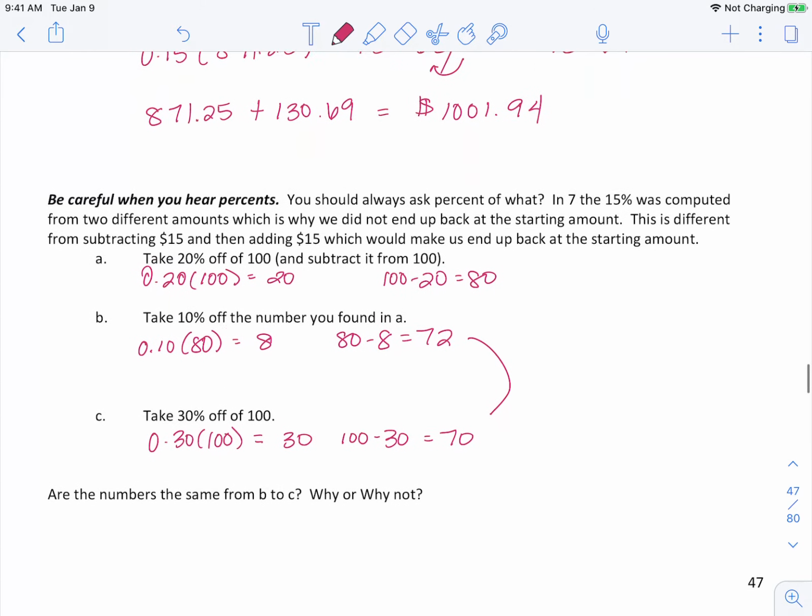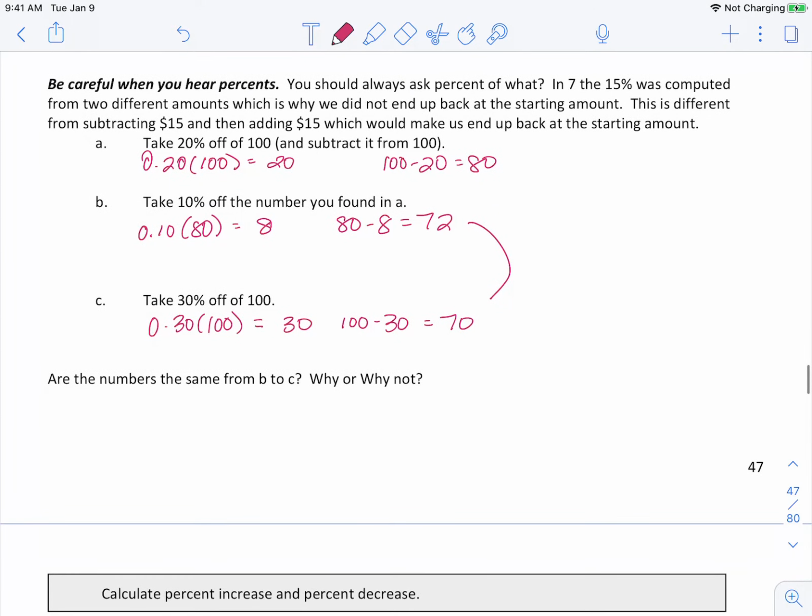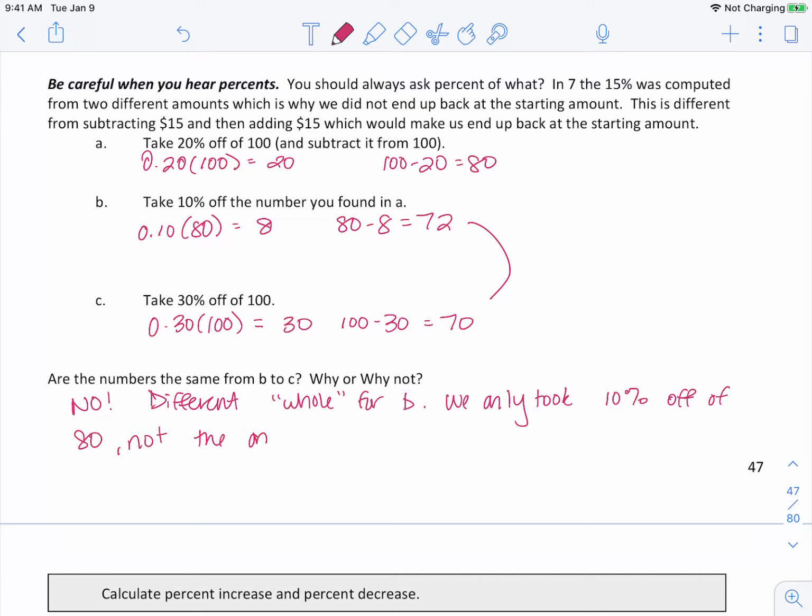So again, it says, are the numbers the same from B to C? We said no. There's a different whole for part B. We only took 10% off of the 80, not the original 100.